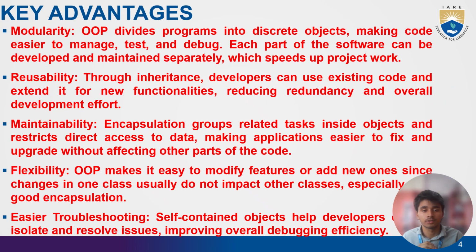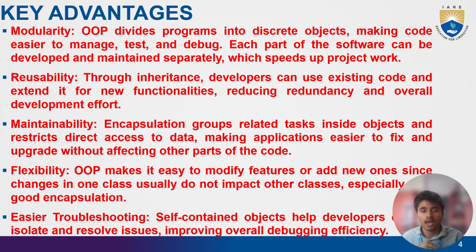Key advantages: Modularity. Object-oriented programming divides a program into discrete objects, making code easier to manage, test, and debug. Each part of the software can be developed and maintained separately, which speeds up the project's work. Reusability. Through inheritance, developers can use existing code and extend it for new functionalities, reducing redundancy and overall development effort.